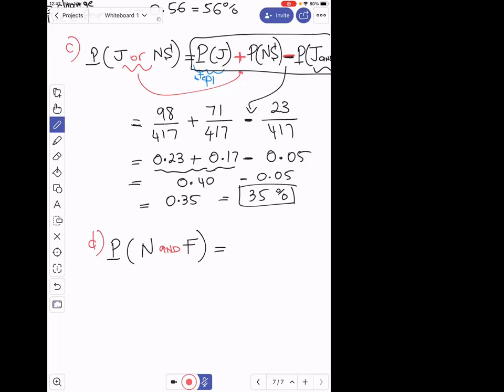There is 61. Yep, 61. That's the answer. And divided, of course, by the size of the sample, we have 417 students, right? That's the size of the sample. So it's just 61 over 417. Again, this is the number of neutral and freshmen. So it's just 61 over 417, which is actually equal to 0.14. So 0.14, which is of course 14%.